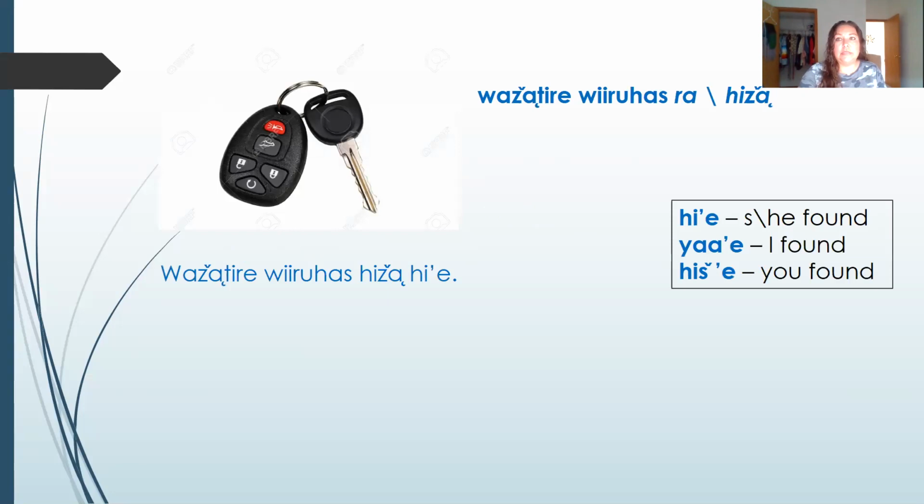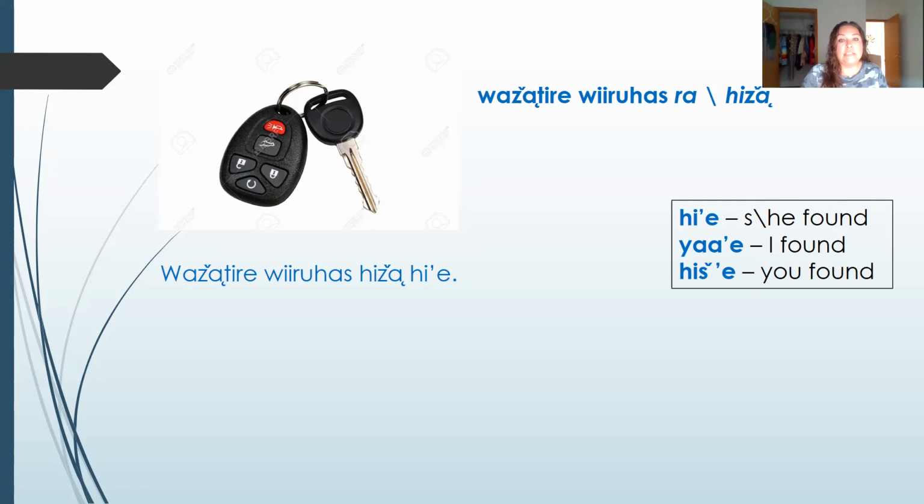All right, so here is a familiar item. This is a wajantire wirujas. Wajantire wirujas. And then you can see I have ra / hija. So you can say wajantire wirujas ra. It means the car key or the car keys. Or wajantire wirujas hija is a car key. On the side here, I have our little example, hi'e, ya'e, hish'e.